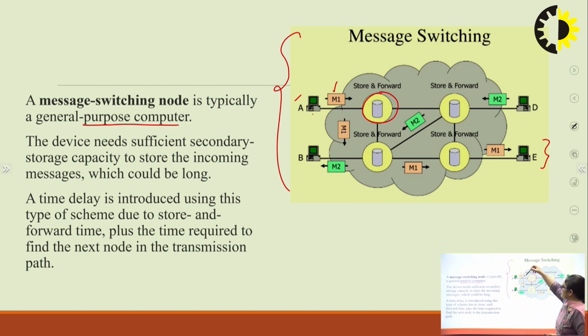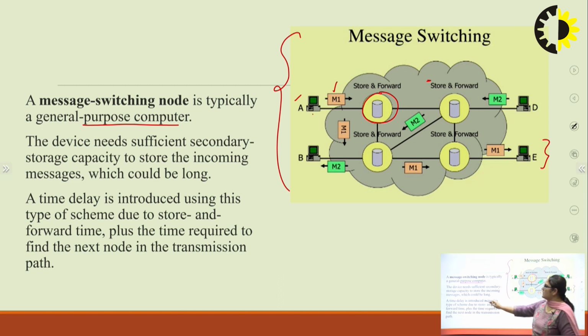So when a message M1 reaches this particular switching node or device, it will be temporarily stored on its hard disk. Okay, so after storing, the switching node will first find out the next node to which it has to forward the data. Then after finding the next node, it will forward that message to another connected node, which takes the message up to the destination.